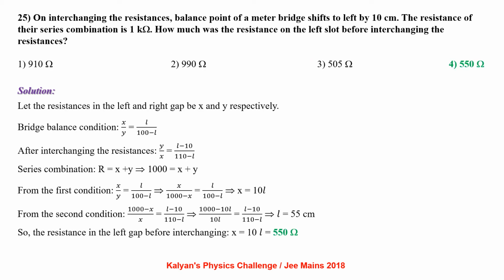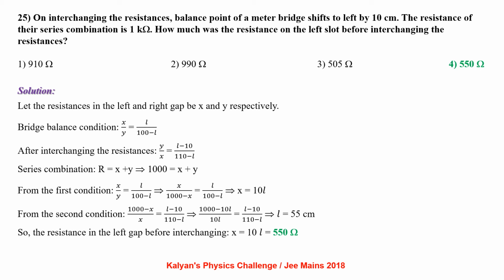On interchanging the resistances, the balance point of a meter bridge shifts to left by 10 cm. The resistance of their series combination is 1 kilo ohm. How much was the resistance on the left slot before interchanging the resistances? Let the resistance in the left gap and right gap be x and y respectively. Bridge balance condition: x by y equal to L by 100 minus L. After interchanging the resistances, it is y by x equal to L minus 10 by 110 minus L.